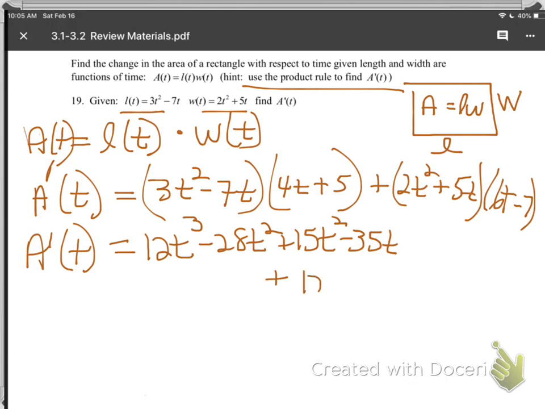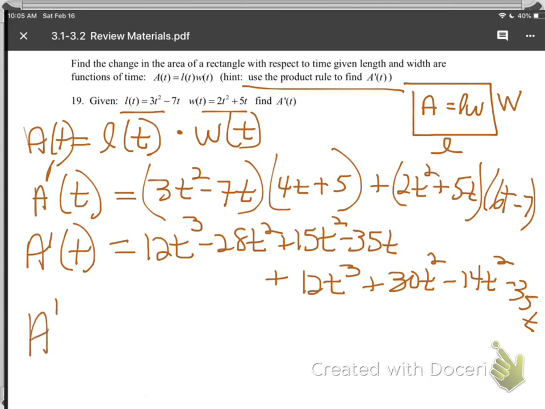So I have 12t cubed plus 30t squared minus 14t squared minus 35t. So I have to add both of those together. So let's see what we have. We're going to go from left to right and bring all these terms together.